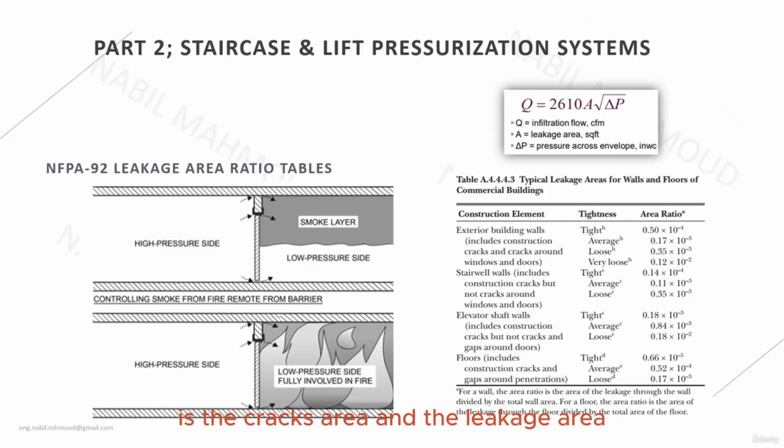So what you need to understand is that the first thing you need to determine is the cracks area and the leakage area. After you determine them, you will use them in the orifice equation, which is on the top right side of the screen. I'm also going to assume that you as a designer will know the specific amount of pressurization you need to apply. So now you have two inputs and one output of the equation. You have the A and you have the delta P. You can easily calculate the infiltration airflow in CFM.